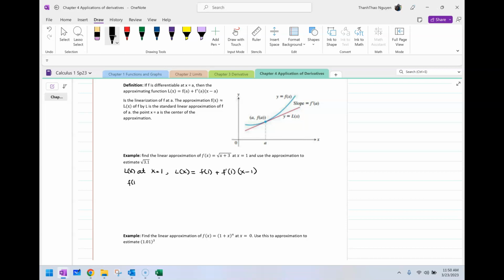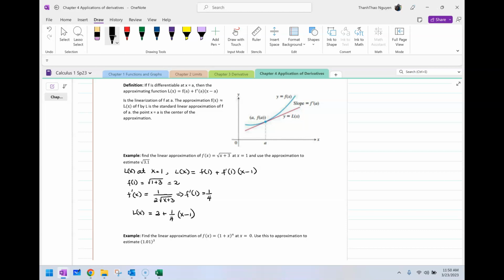Well, f of 1 is equal to the square root of 1 plus 3, that equals 2. Then f prime of x is equal to 1 over 2 root of x plus 3. That means f prime of 1 equals 1/4. So the linear approximation L of x is equal to 2 plus 1/4 times x minus 1.